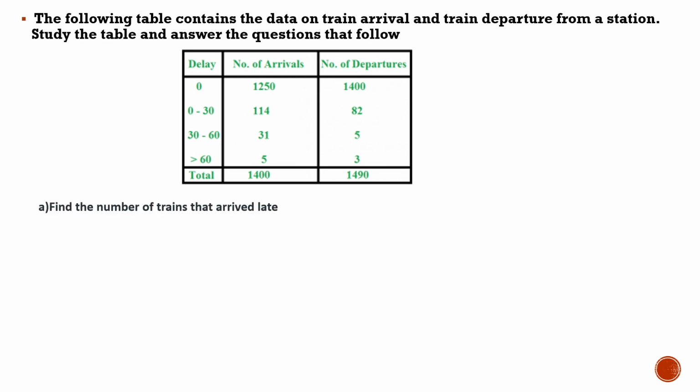Find the number of trains that arrived late. So here, all those trains delayed by 0 to 60 minutes. We have to find the total number of trains which arrived late. So that will be 114, 31 and 5, starting from the second row, number of arriving trains. So 114, 31 and 5. So the total will be 150.